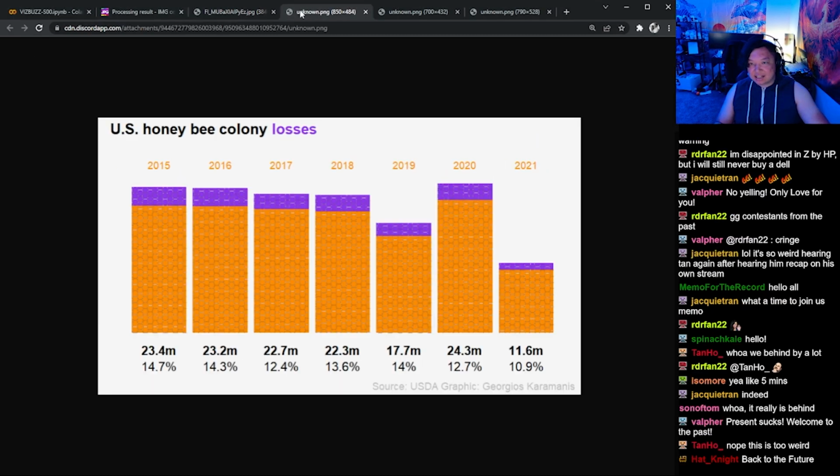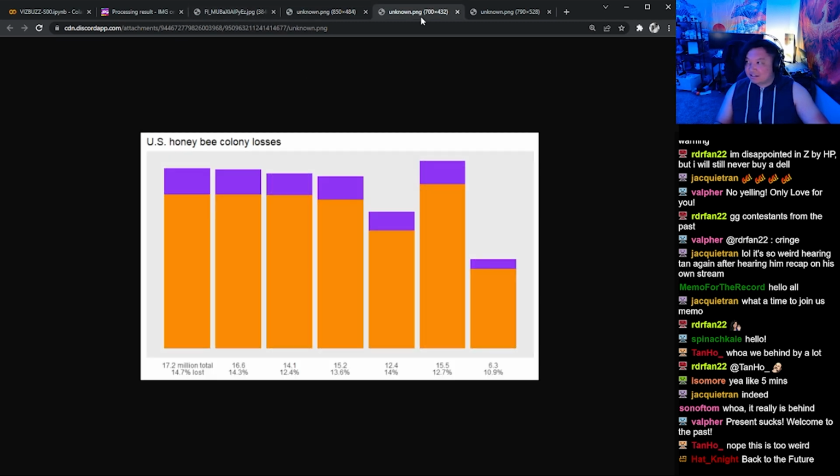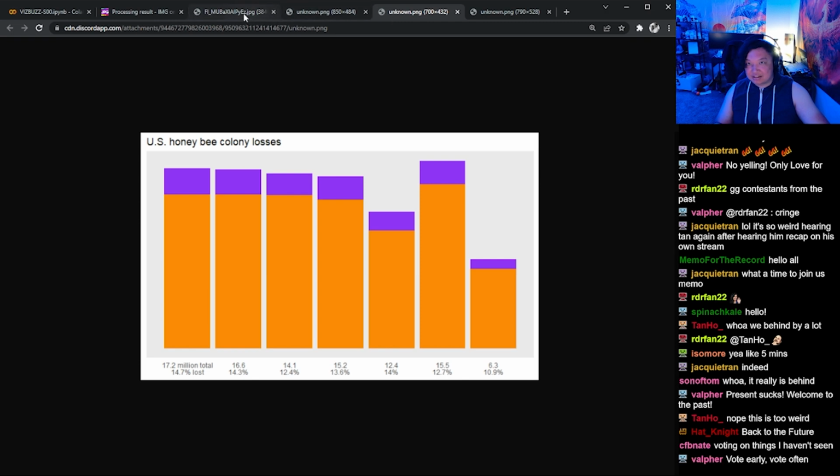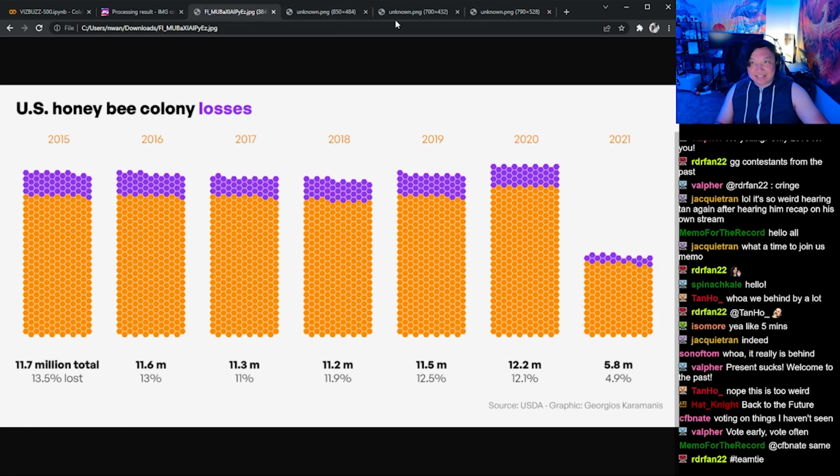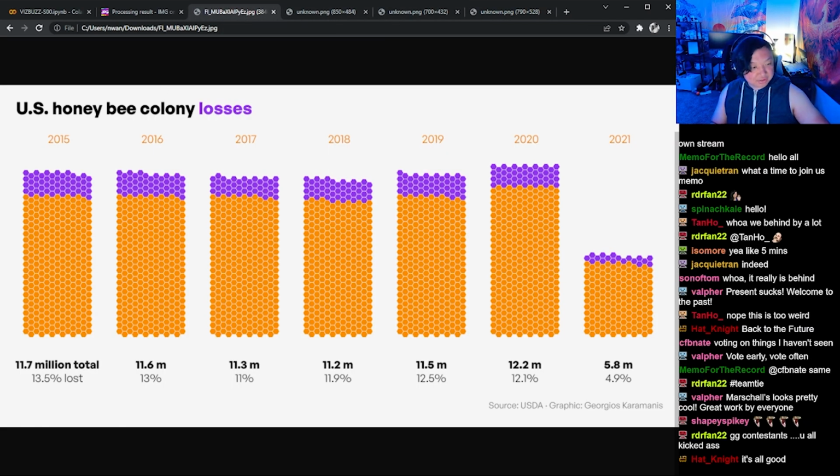Here is Marshall's replication. This is Alex's replication. And here's Tan's replication. So who do we think, chat? It looks like Marshall takes it.